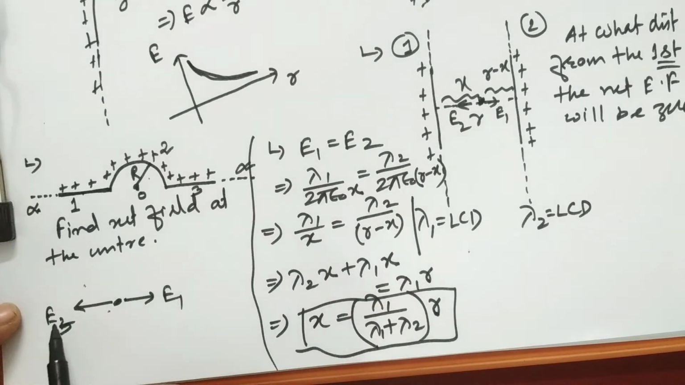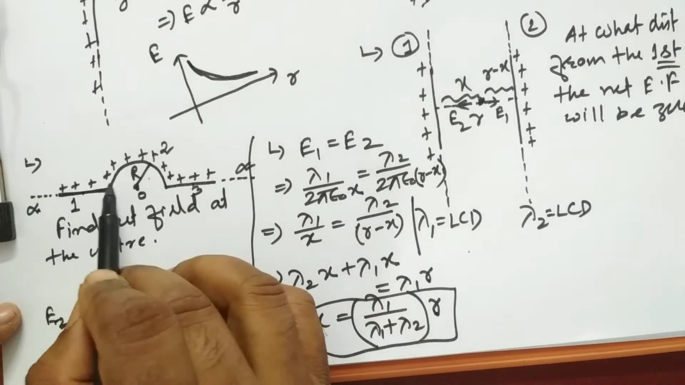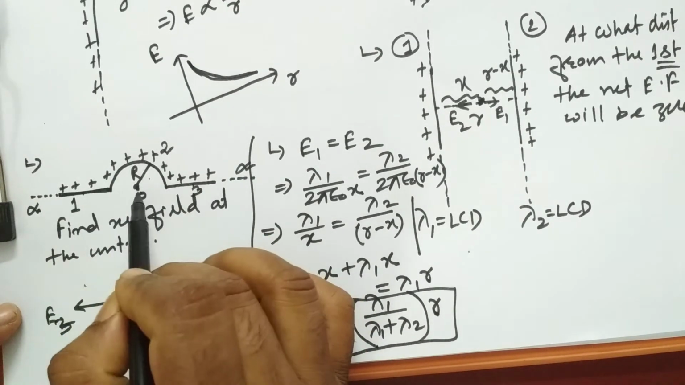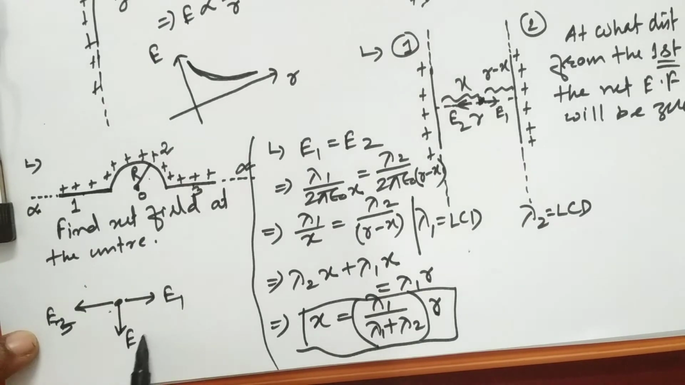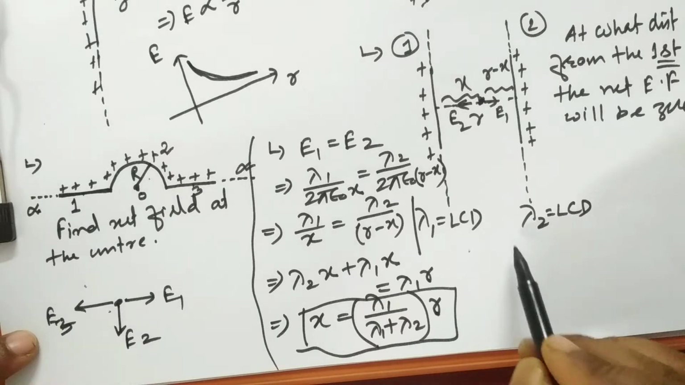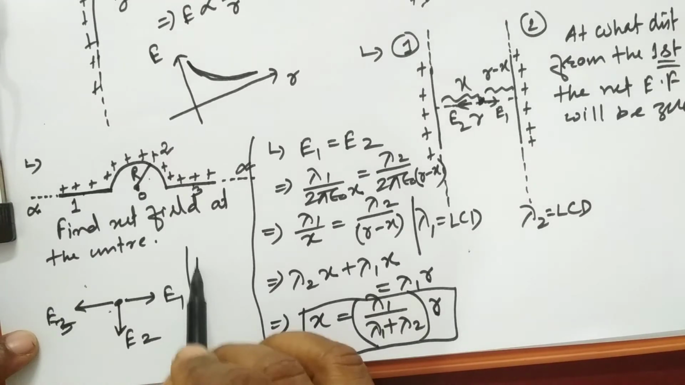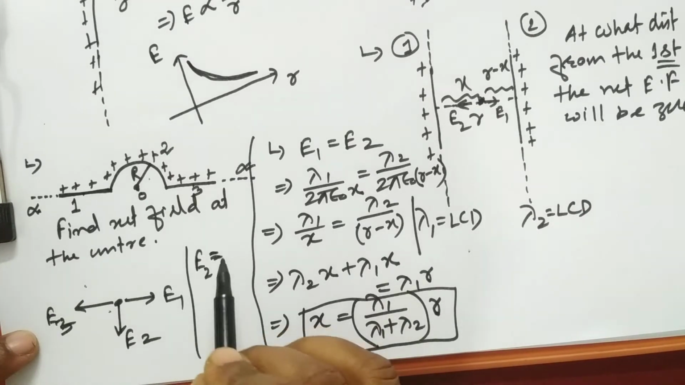So E1 and E3 will become equal and opposite. They will cancel each other. Remaining is the semicircle. For the semicircle, it will be downward. So here the net electric field will become E2. How much will the net electric field become? E2.